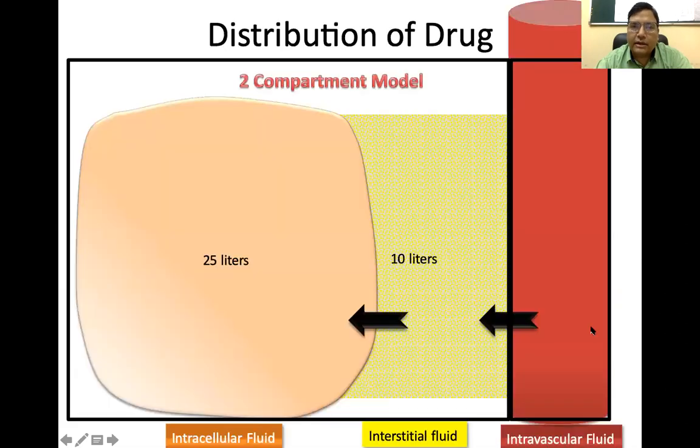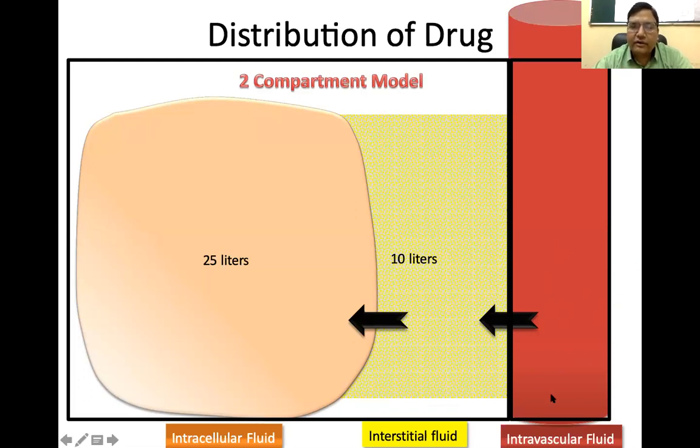Then a very important concept in the distribution of drug is to understand the compartments, that is, in which compartment of the body the drug is going to be distributed. So if we see the blood vessels, that is the intravascular fluid, things become easier, but our whole body is not a single compartment where the drug is homogeneously distributed throughout our body.